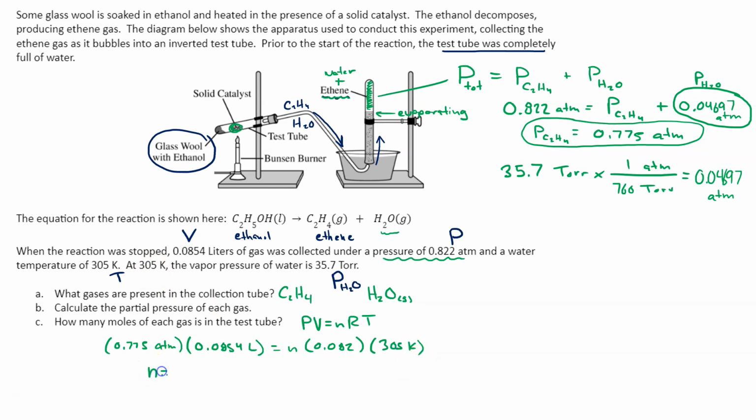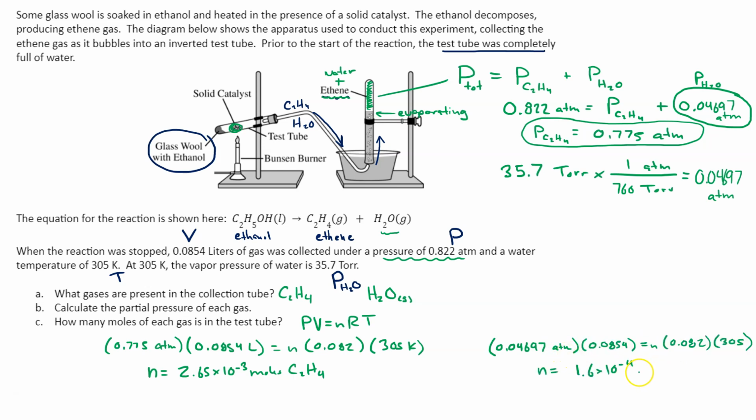So if you do this math, you'll end up with an n value of 2.65 times 10 to the minus 3 moles of C2H4. You've got to do this all over again, so a totally separate PV equals nRT, except now, for the pressure, I'm going to use the pressure of the water, the 0.04697 ATMs. All the other values are going to be the same, and this time I'll have the moles of just the H2O. And this comes out to 1.6 times 10 to the minus 4 moles of H2O. That completes this question. Thanks a lot for watching.